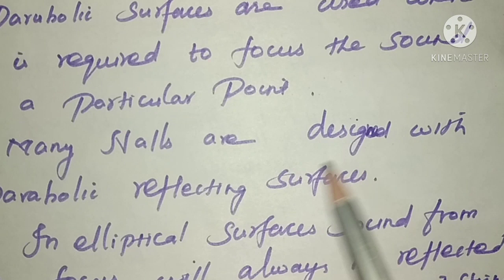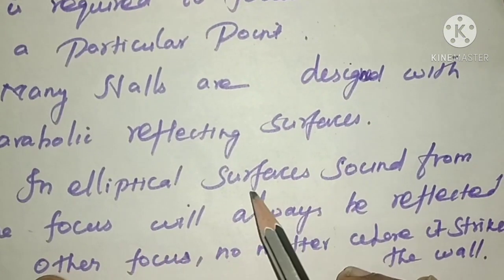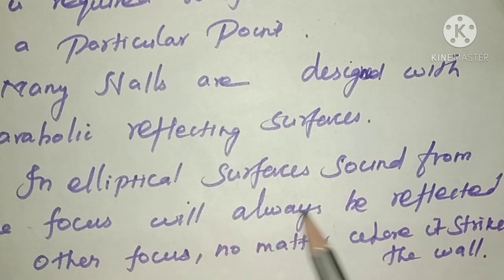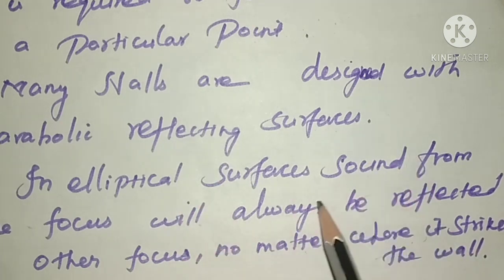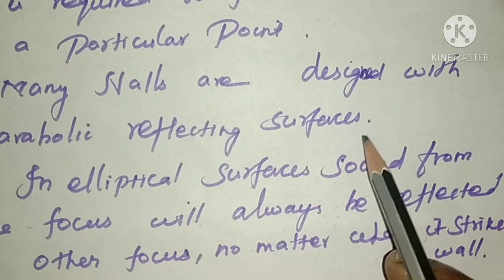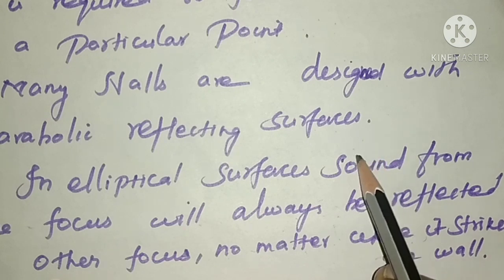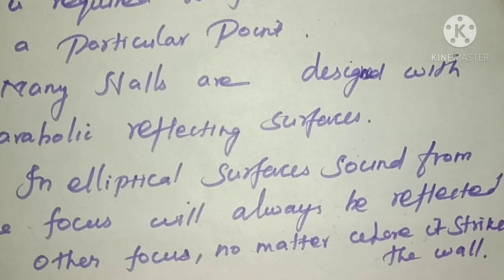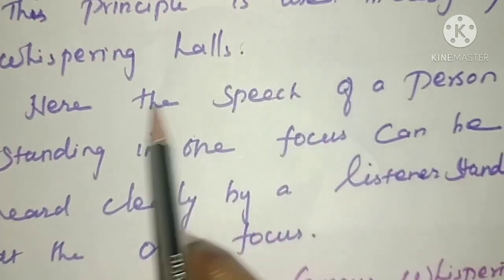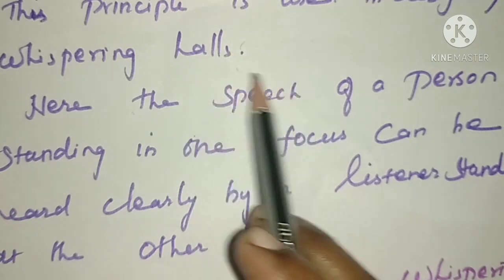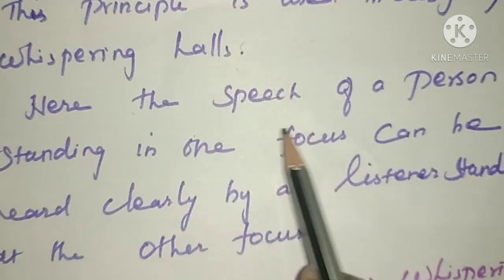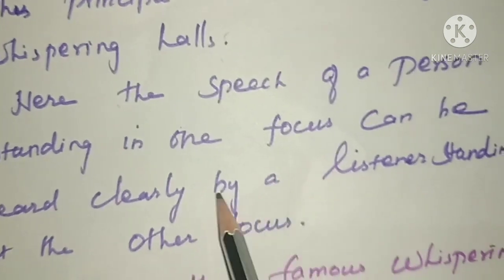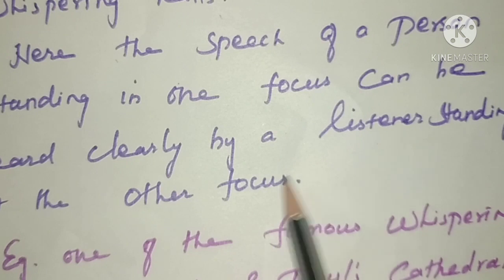Okay, so many halls are designed with parabolic reflecting surfaces. Then elliptical surfaces: the sound from one focus will always be reflected to the other focus, no matter where it strikes the wall. One person is standing and speaking at one particular place, and that sound will be focused to the other point also. So this same principle is used in designing whispering halls. Here in whispering halls, one person standing and speaking at one focus can be heard clearly by the listener standing at the other focus.